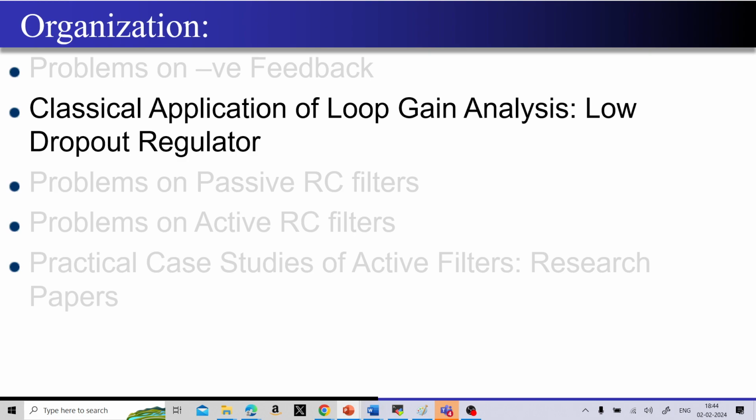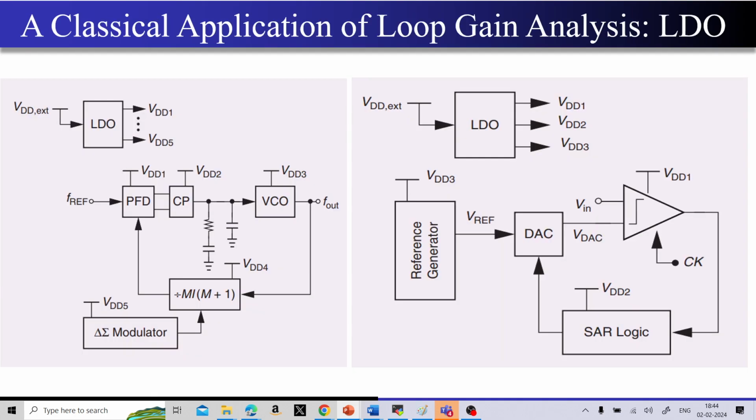Now let's see a classical application of whatever sir has told you about the loop gain analysis, and let's try to bring it into the domain of power management integrated circuits, that is the low dropout regulator. So now where do you see the application of the low dropout regulator? What I have shown on the left hand side is the circuit diagram of something called the phase locked loop. What is the job of the phase locked loop?